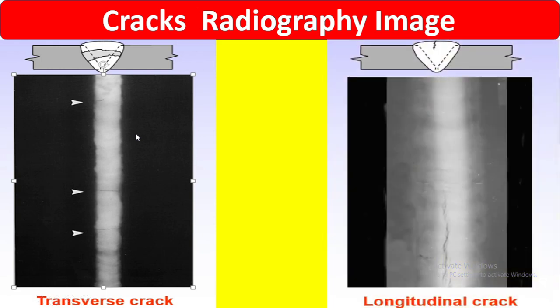If it is longitudinal, you can see there is a crack from here to here. This crack is a longitudinal crack. So in the radiography image, definitely the image comes like this. So you have to understand this.